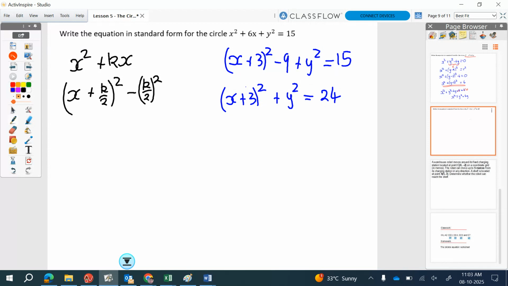And then from this, we're able to find the center of the circle by just looking at it. The center of the circle is minus 3, 0, and the radius is 2 root 7. How would we find that? No, not 7, 2 root 6. The radius is the square root of 24.